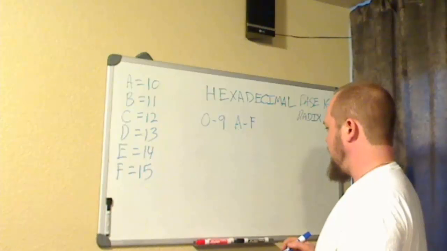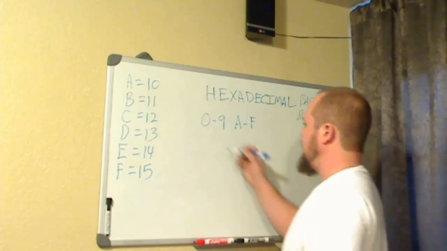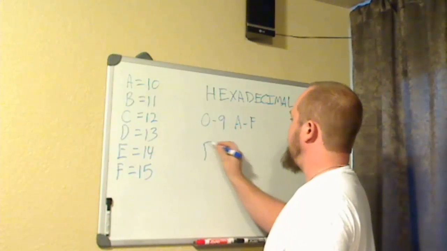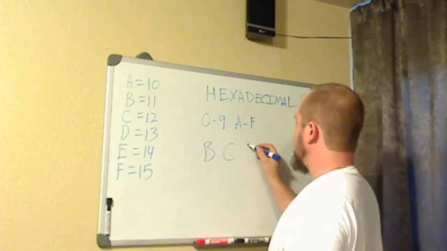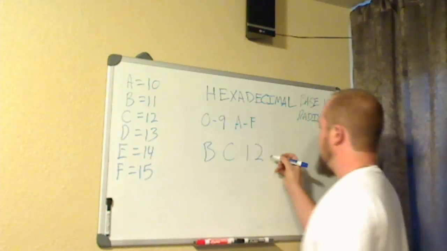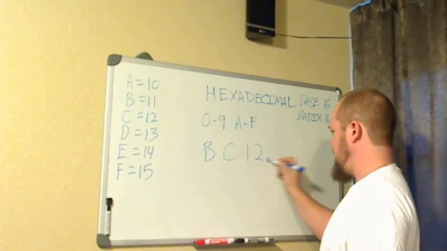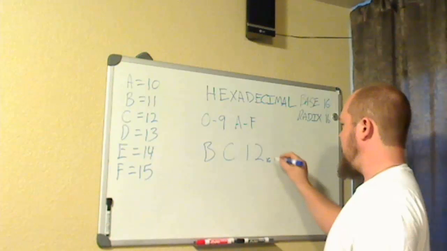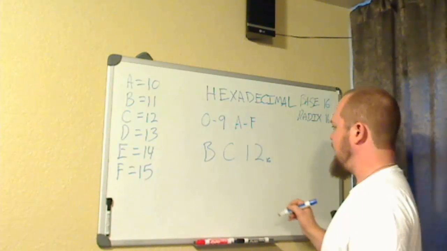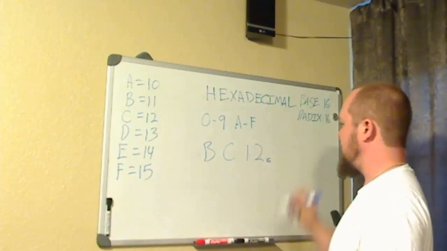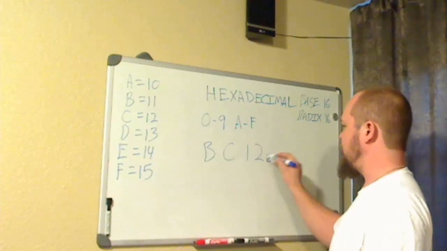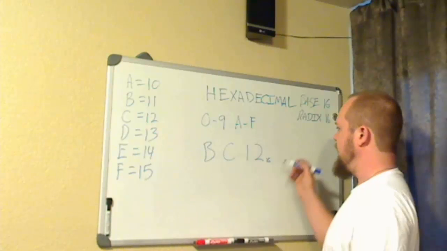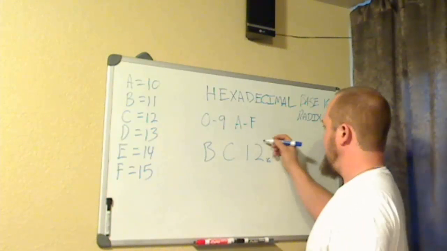Let's take a look at a hexadecimal number. BC12, base 16. Placing a small 16 notation at the bottom right corner will indicate that this is a base 16 hexadecimal number. Each digit has a positional weight associated with it. They are powers of 16.